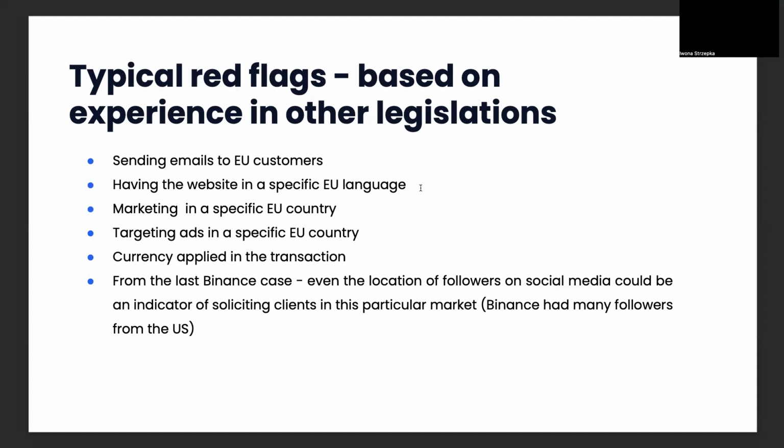I put these typical red flags together based on experience in other legislations where the concept of reverse solicitation already exists. Sending emails to EU customers would for sure be a strong indicator of initiating contact, whereas replying to an email after the client wrote first is a different story. Another is having the website in a specific EU language. As we can imagine, having the website in English is not a problem. The same would apply, at least in my opinion, to French or Spanish, because those languages are widely spoken also outside of the EU.